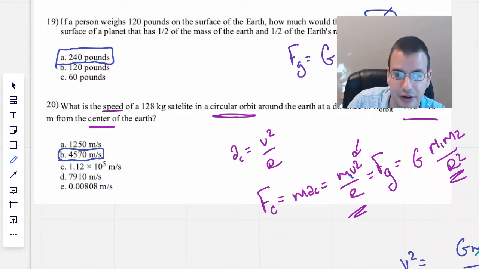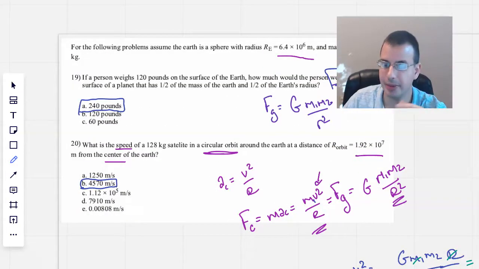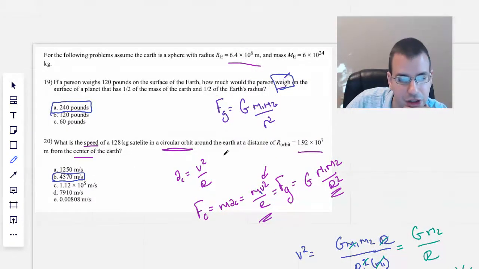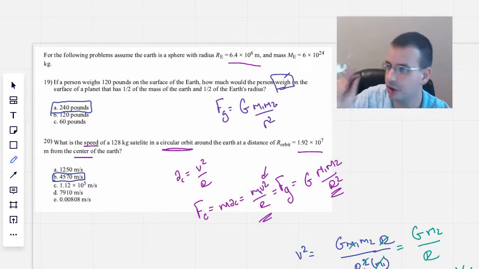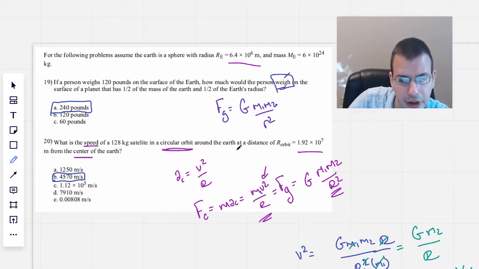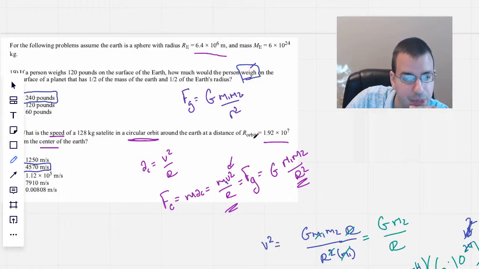What is the speed of a 128 kilogram satellite? The mass doesn't matter of the satellite in a circular orbit around the Earth at a distance of that. So the mass does matter for centripetal acceleration, but it also plays into the gravitational pull. So they cancel each other out. That's why we ended up canceling out our mass ones over here.